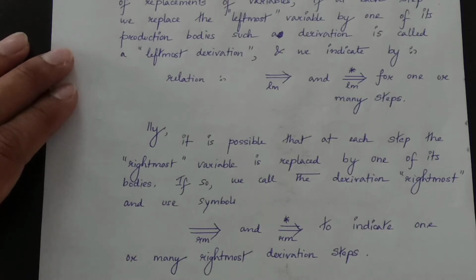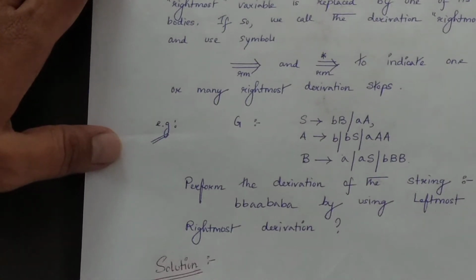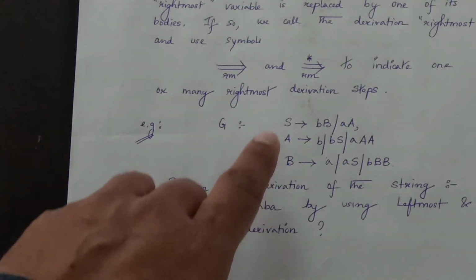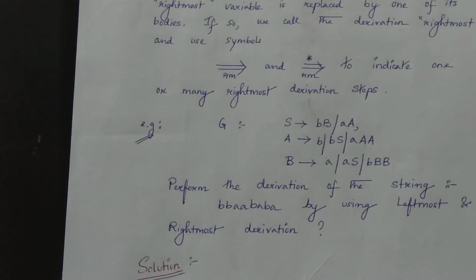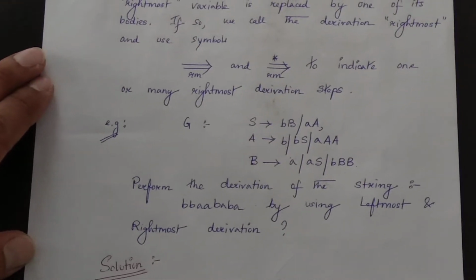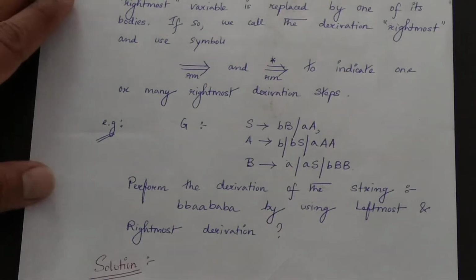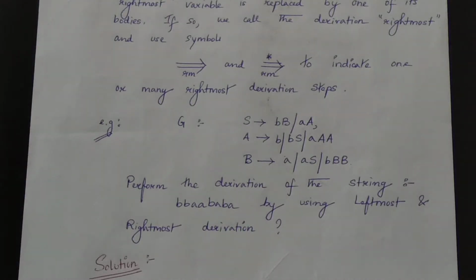So I have taken an example. This is the question, where I have taken a grammar having these production rules. What I have to do is perform the derivation of the string b b a b a b a using leftmost and rightmost derivation. The students who have already seen my previous video lecture on ambiguous grammar, there I have already mentioned leftmost and rightmost derivation. So if you are aware of it, you can pause the video and attempt it once. But don't worry, I will explain how it is working.